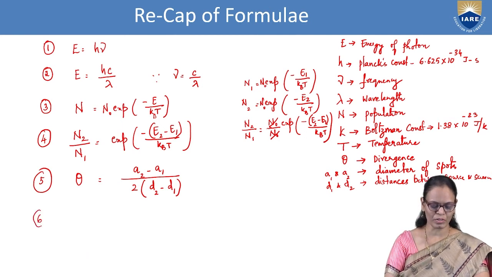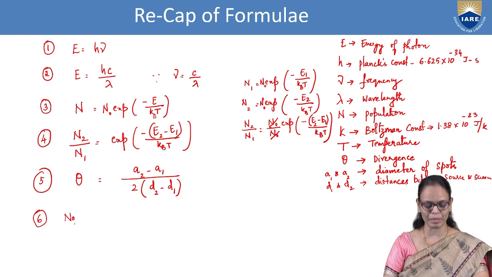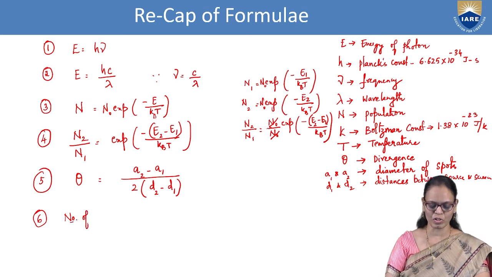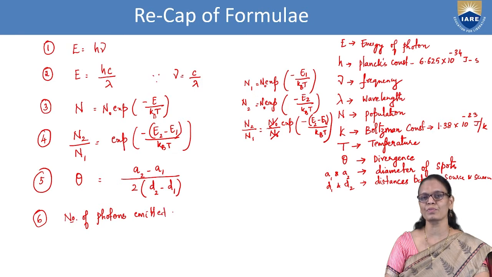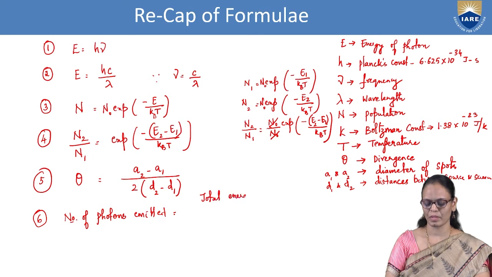Then the formula for the number of photons that are emitted. Whenever we are talking about a laser beam, it is all about emission, stimulated emission, where a number of photons are emitted. So to calculate the number of photons that are emitted, the formula we are going to use is the total energy emitted upon the energy of each photon.